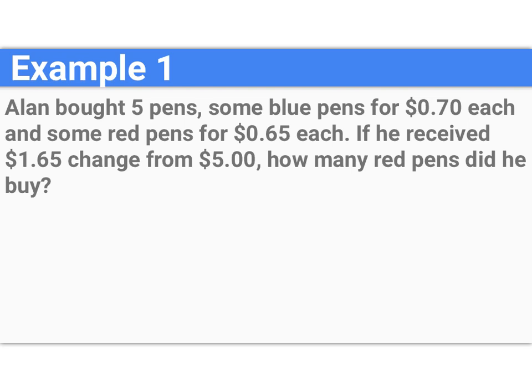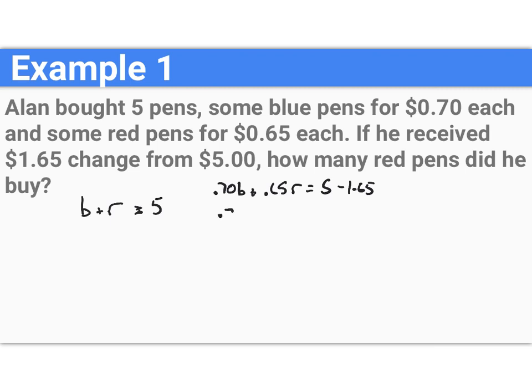Well, let's see. What are we dealing with? We're dealing with blue pens and red pens. He bought 5 of them, but we don't know how many of each we have. We have blue pens that are 70 cents each. So 70 times a blue pen plus 65 times a red pen equals 5 minus $1.65. That's what we have, and those are all the numbers that are in this problem.